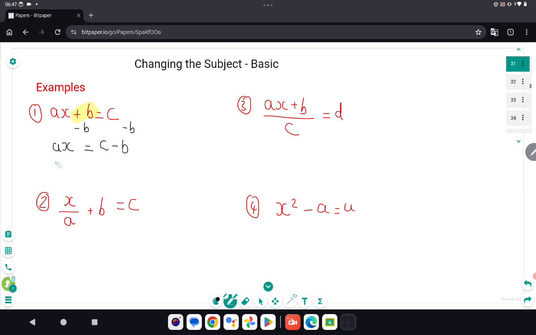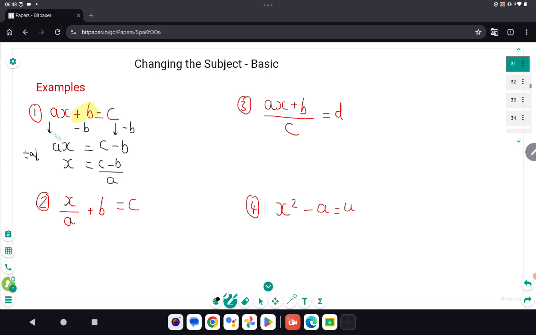Now, how do I remove the A? Well, this is X times A. The opposite of times by A is divide by A, so I'm going to divide both sides by A. If I divide the left-hand side by A, A divided by A is 1. So we're left with 1x. And if I divide the right-hand side by A, we're going to write it as C minus B all over A. It's the same as C minus B divided by A. That's how we write it in algebra.